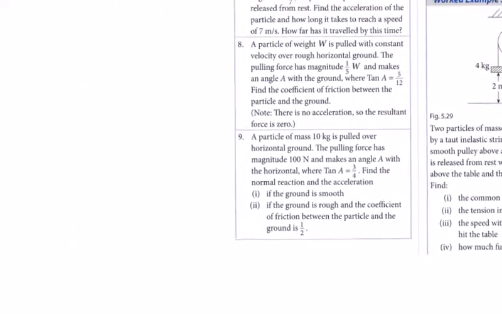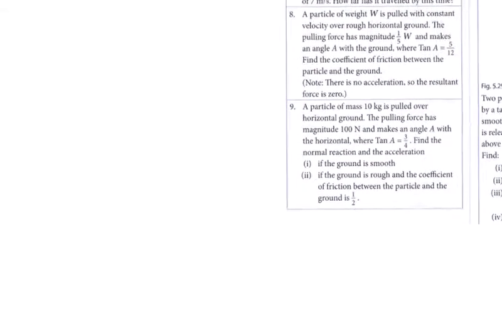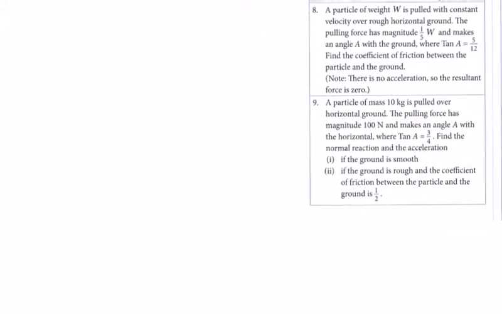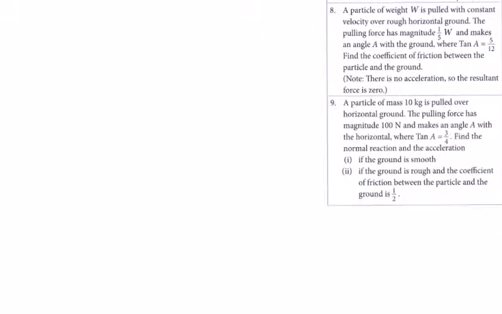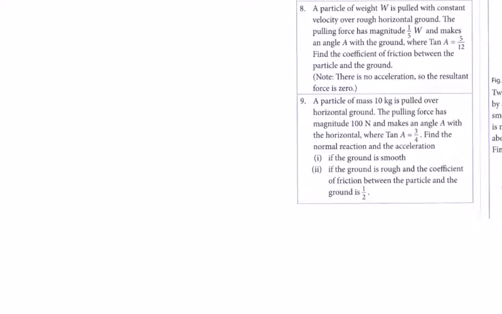So we'll continue with question 8 here in this video, number 14, I think. A particle of weight W is pulled with constant velocity over rough horizontal ground. So a particle is being pulled over rough horizontal ground. We'll set it off in this direction. The pulling force has a magnitude of W/5 and makes an angle alpha with the ground.